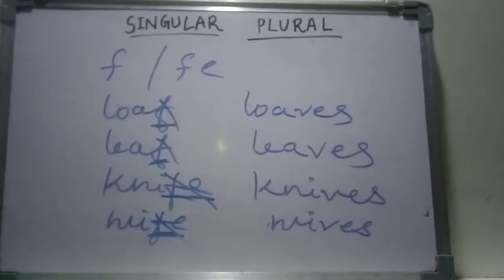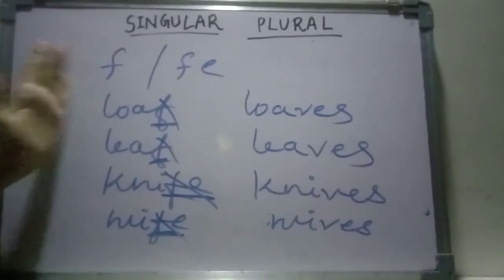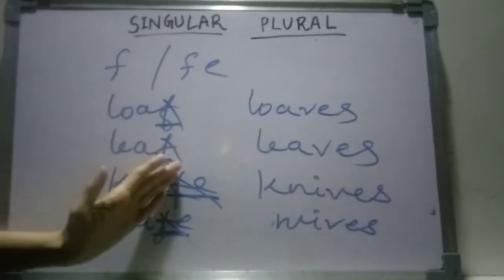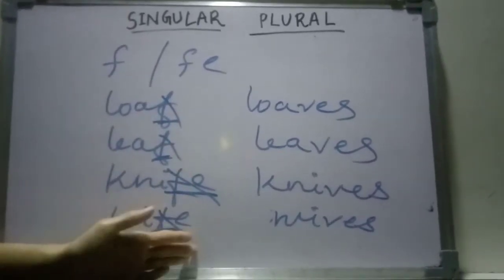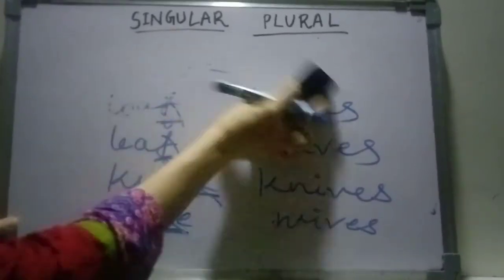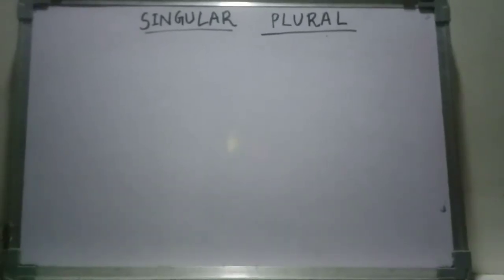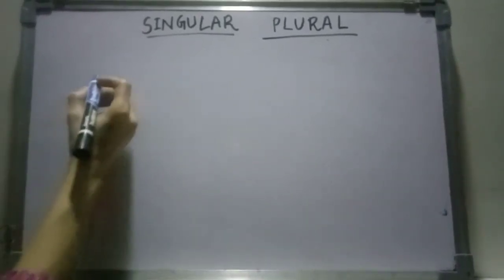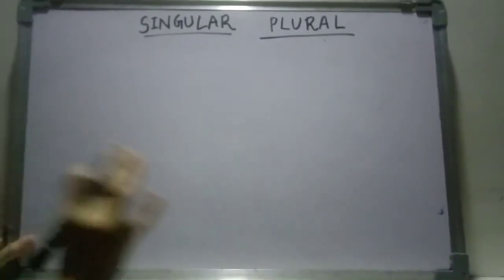समझा सबको? Everybody clear? The word is ending with F or FE. We are removing that F and FE and we are adding VES to it. Now the last rule was, if it is ending with O, consonant plus O or vowel plus O.